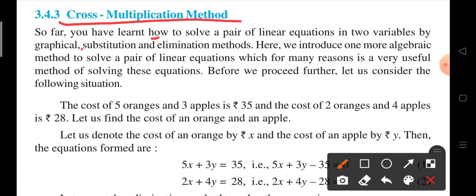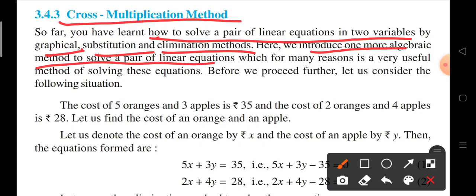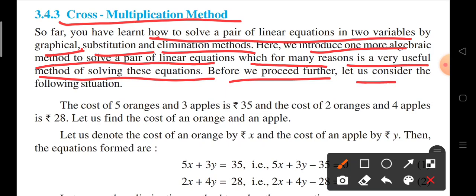So far we have learned how to solve the pair of equation in two variable by graphical method, substitution method and elimination method. Graphical we have done, substitution we have done and elimination we have done in the previous video. Here we have introduced one more algebraic method to solve the pair of linear equation, which for many reasons is very useful method for solving these equations. Why? Before we proceed further, let us consider the following situation.